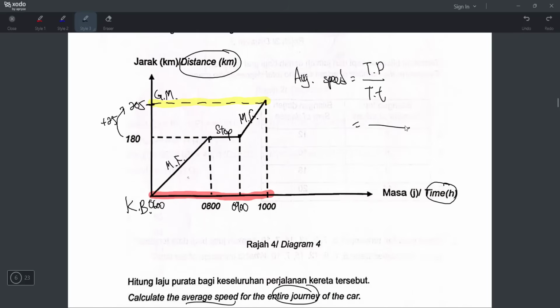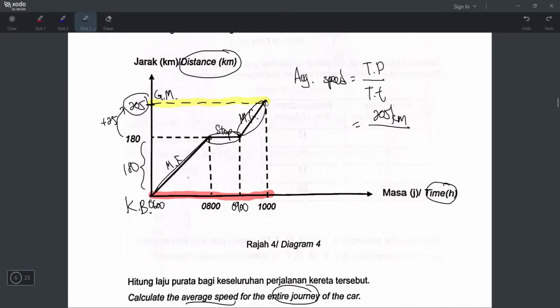Okay, to get the total distance, you just look at the y-axis. And then for the total time, just look at the x-axis. But you have to be careful because the total distance, from Kota Baru to Gua Musang, because you're finding for the entire journey, right? So from here to here, what's the distance travelled? Here to here is 180, right? And what about here? Here the distance travelled is 0, because it stops. And then the distance travelled here is 25. So the total distance is 180 plus 25. Or you can just straight away look at this. So it'll be 205 km.